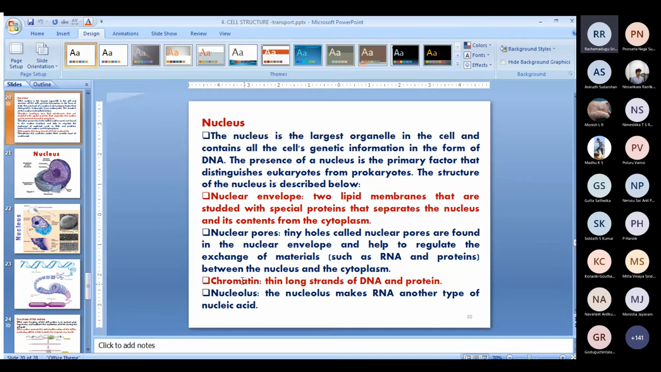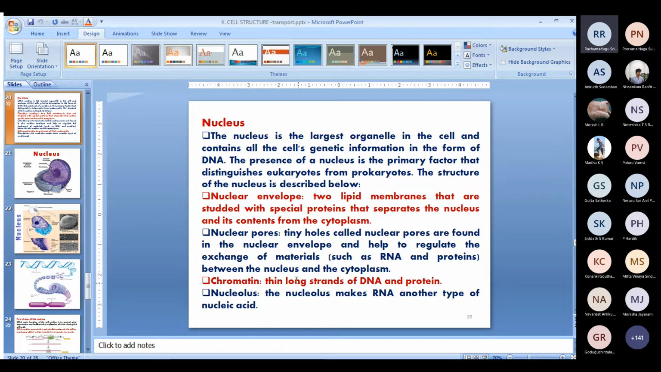Next is chromatin. So this is your DNA. Normally, the word chromosome becomes important only during the cell division phase. When the cell is going to divide, at that time only the formation of chromosomes takes place. Otherwise your DNA will be in the form of what? Chromatin. Okay, what is this chromatin?